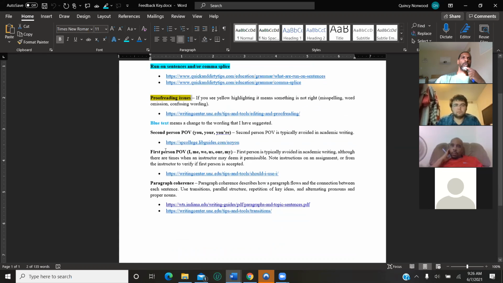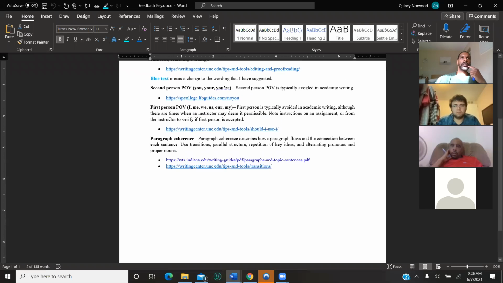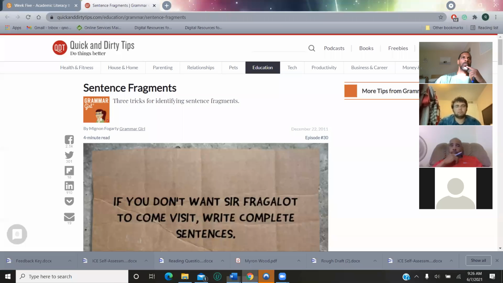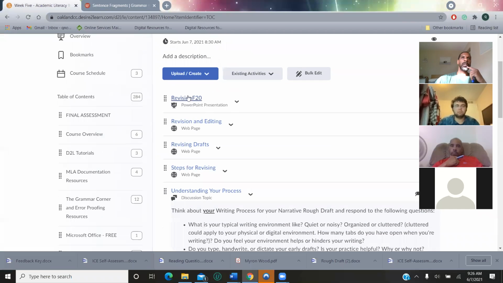Points of view, we'll come back to, and then coherence, we'll come back to. So right now I just want us to focus on these elements. This is in the week 5 module as well. That's that about your papers, folks.